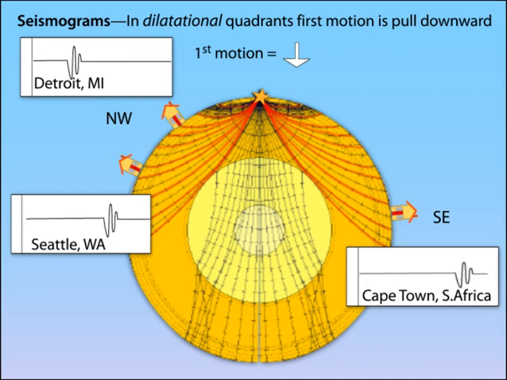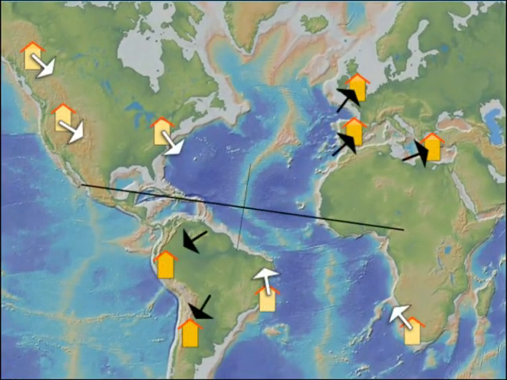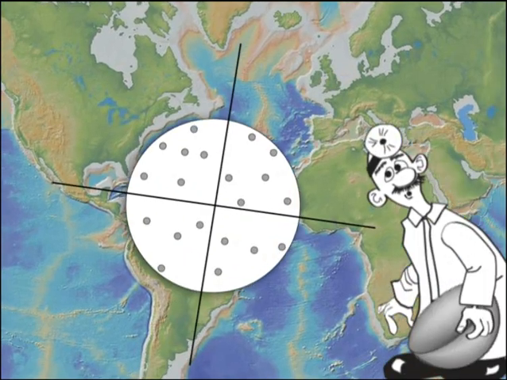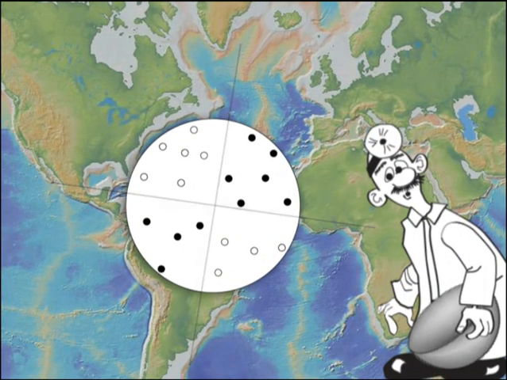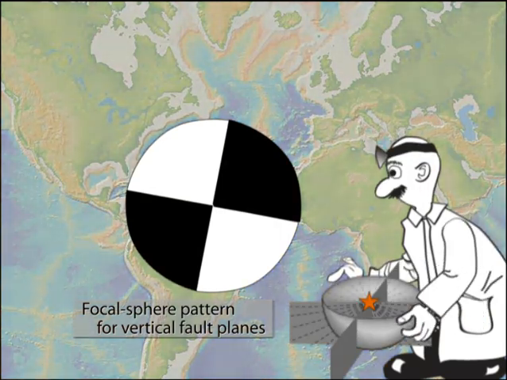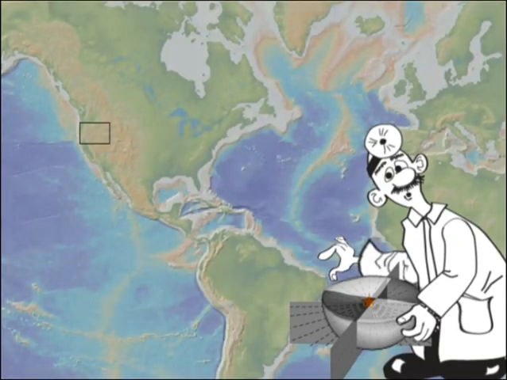By examining first arriving P waves at many stations over a range of azimuths and distances from the earthquake, we can determine the pattern of compressions and dilatations on the lower hemisphere of the focal sphere. As we have seen, a strike-slip earthquake produces a crossing pattern of approximately vertical faults, or nodal planes that separate two compressional and two dilatational quadrants.